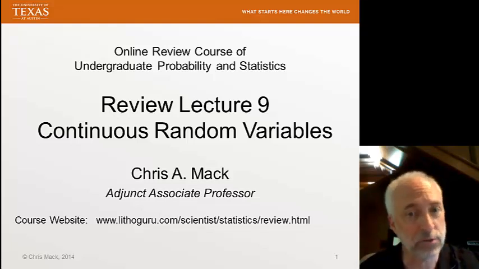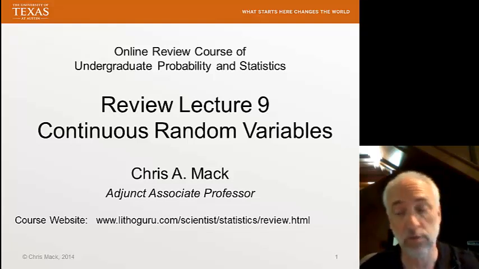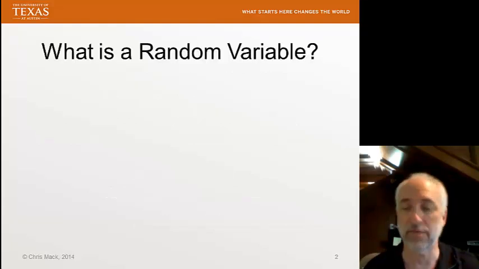And for the last 2 lectures, we looked at discrete random variables and how to calculate the expectation and variance for those kinds of random variables. Now let's look at continuous random variables.